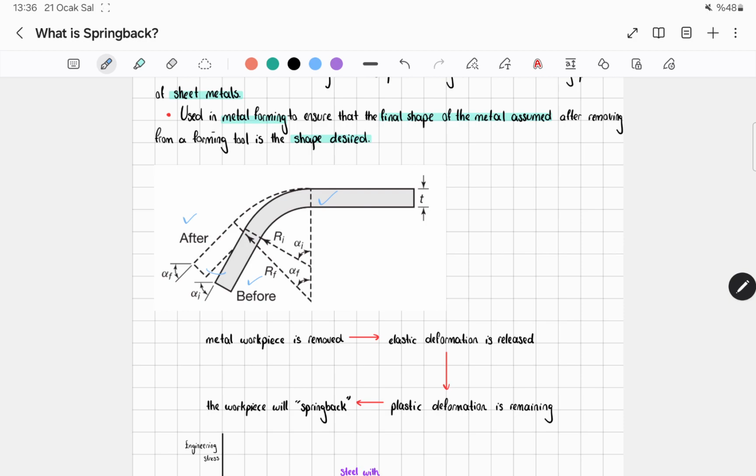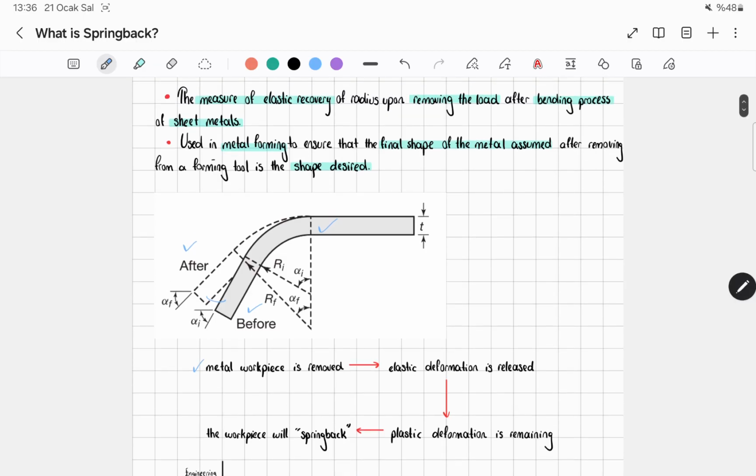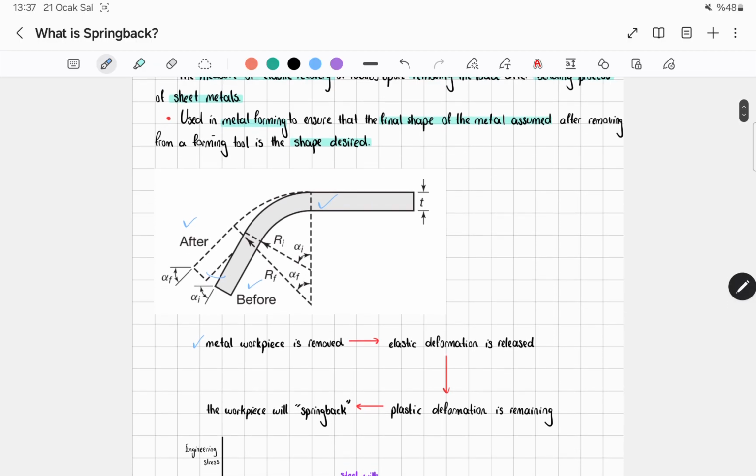The metal workpiece is removed from the forming tool. Then the elastic deformation is released, so elastic recovery occurs. The plastic deformation still remains because, as you see, this is not a flat sheet metal right now. It is a bent one. And after the elastic recovery is happening, the workpiece will spring back.